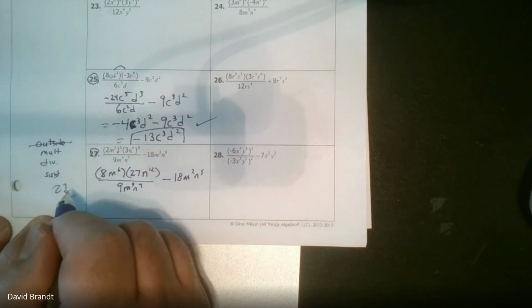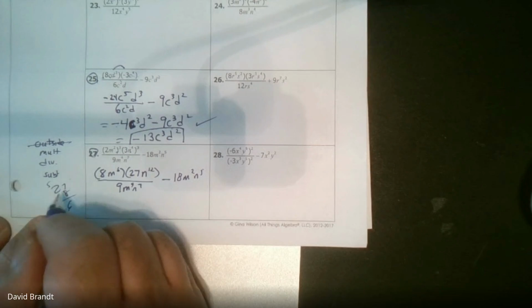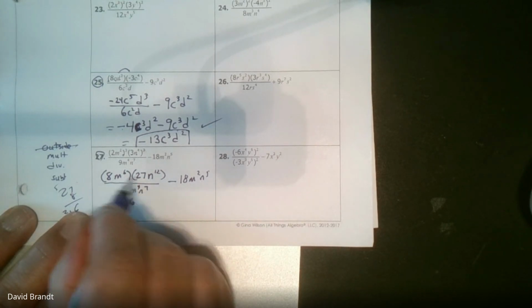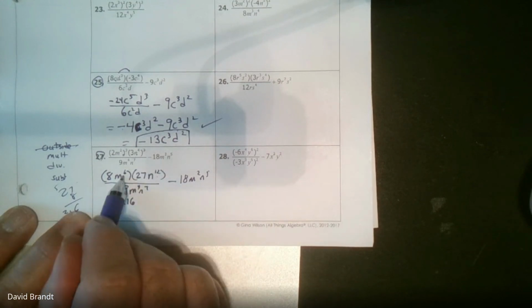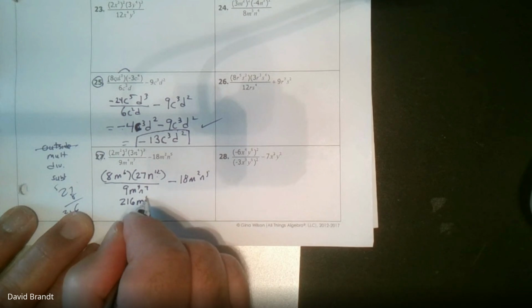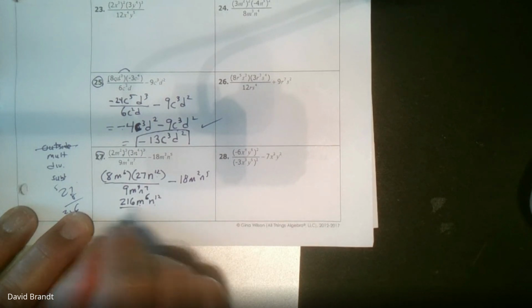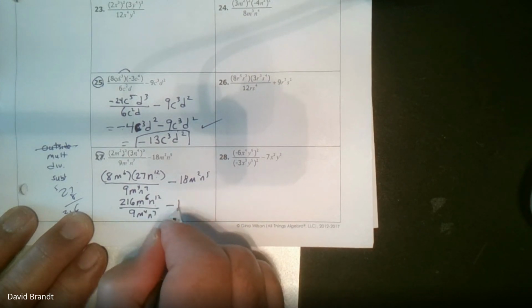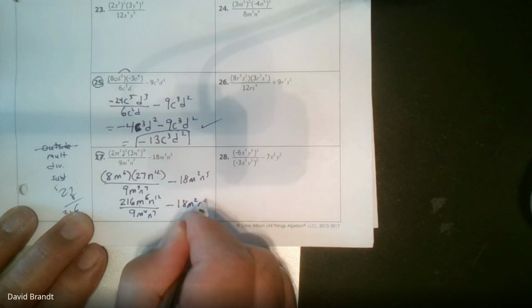The next step, we did the outside. Now you've got to multiply. What is 27 times 8? I'm not sure. 27 times 8, it's 56, carry the 5, it's 16 and 5. It's 216. There's not an M and not an N together, so when you put those together, it's just going to be M^6N^12. You can't add those exponents together because that's an M and that's an N. Over 9M^4N^7 minus 18M^2N^5.